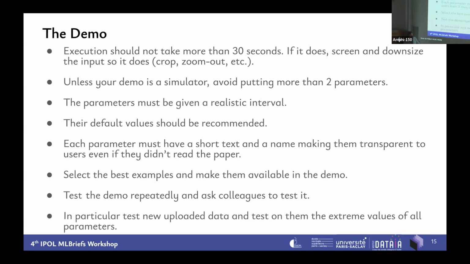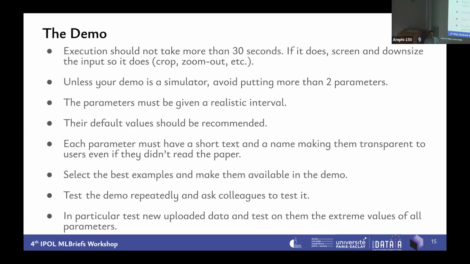Now, some details about the demo. Typically, we want the demo to run fast, and we want the execution not to take more than 30 seconds. If it does, you need to take some actions. For example, when you're working with images, typically you will crop the images before passing them to the algorithm, or you zoom out if the size is larger than a certain amount that makes the code run slow. So you have to do these kinds of tricks.